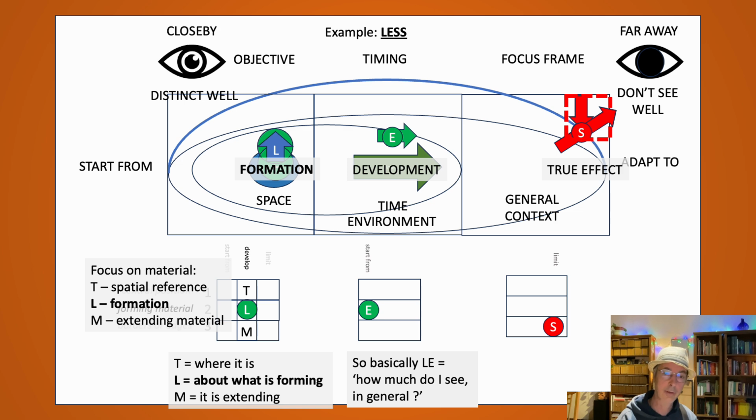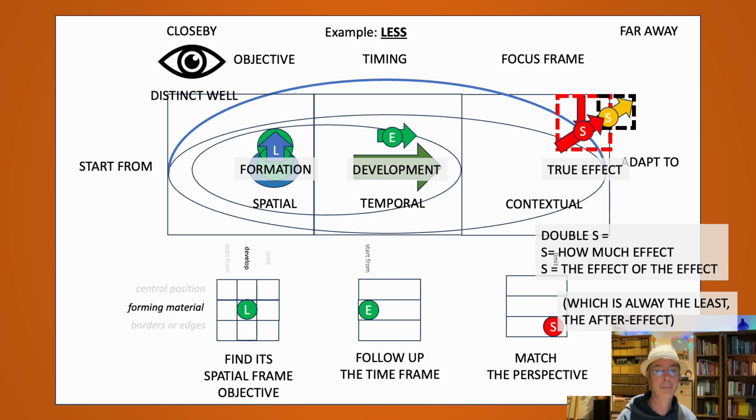And now we go to the S and the S, and it's a double S. So how much effect will this have, this formation during a certain time? And then the effect of the effect. So the effect of the effect is, of course, the least part, it's the smallest part. I always have no other option than seeing it like that.